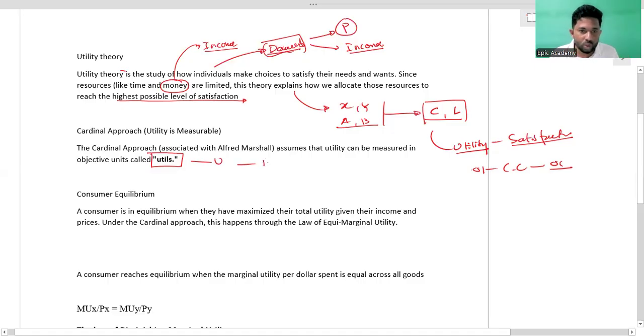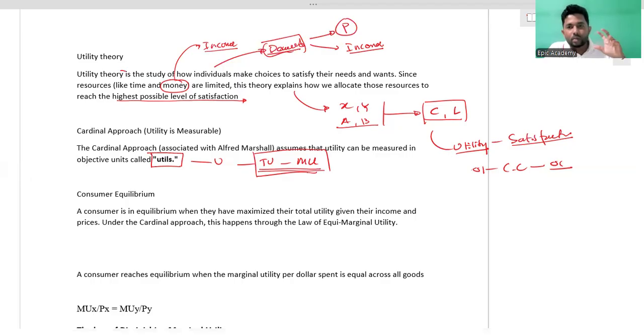Two types of utilities are there. The first one is total utility. The second one is marginal utility. Two types of utilities you can identify here. First is total utility, second is marginal utility.